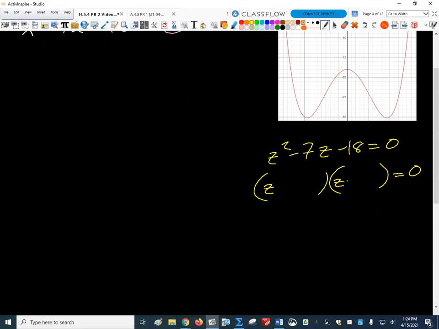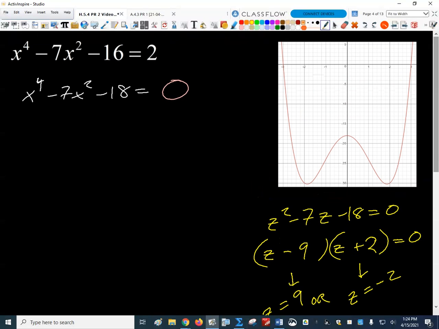So what would those magic numbers be? Careful. Negative 9, positive 2, right? They got to multiply to negative 18 and add to negative 7. So negative 9 and positive 2. And then we got it, right? Then we got either z equals 9 or z equals negative 2. That was easy, right? This one seems a lot harder.